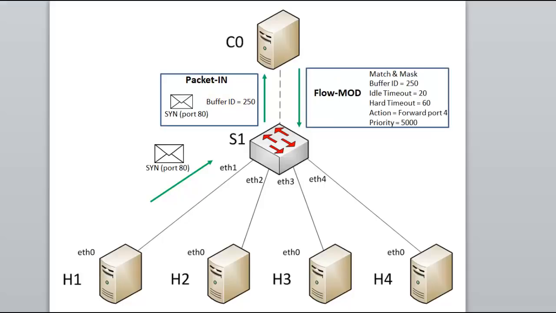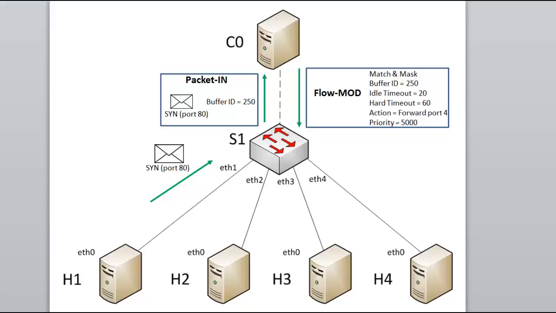Flow modification. Alternatively, the controller might also send a flow modification message. A flow modification message instructs the switch to install a new flow entry in its flow tables. Flow entries let the switch know what to do when future similar packets arrive at the switch based on matching fields and masks. So in this example, a controller might send a flow modification message saying effectively, any TCP port 80 requests from the IP and MAC of H1 to the IP and MAC of H4, send all of those out your port 4. A flow modification message might also reference a buffer ID.